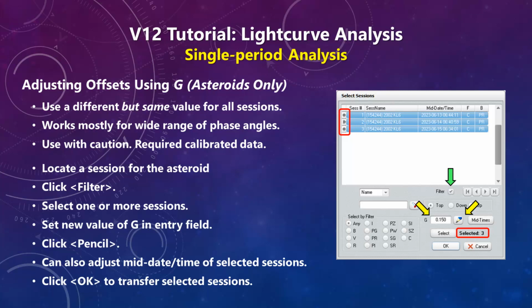Using the wrong value of G when updating the absolute magnitude, H, can lead to a very wrong value, which in turn gives a bad diameter for the asteroid.